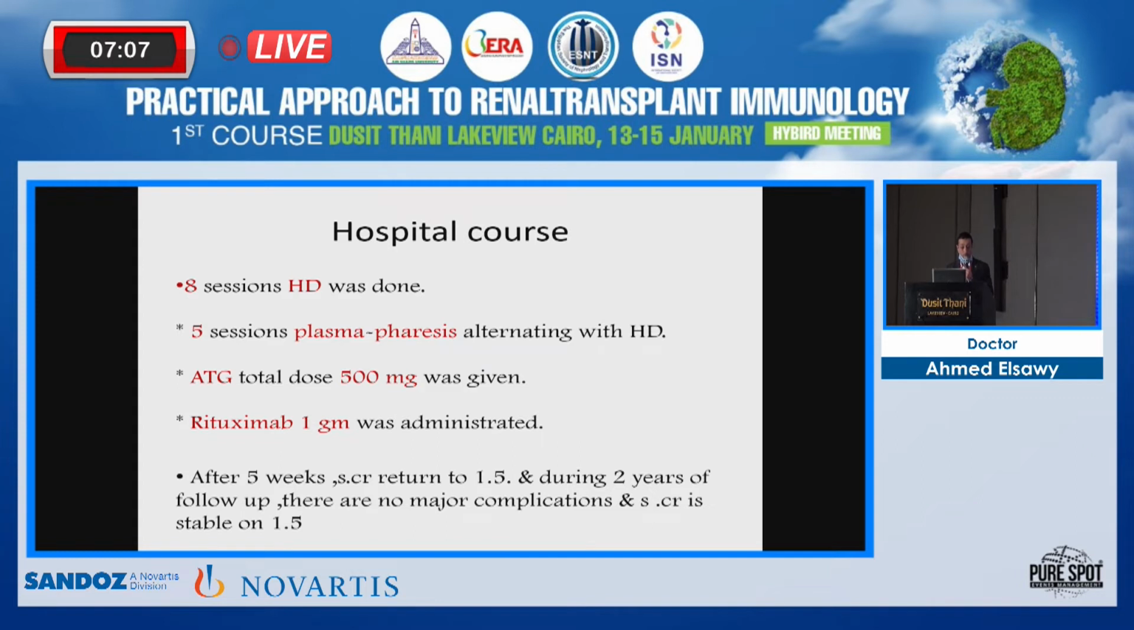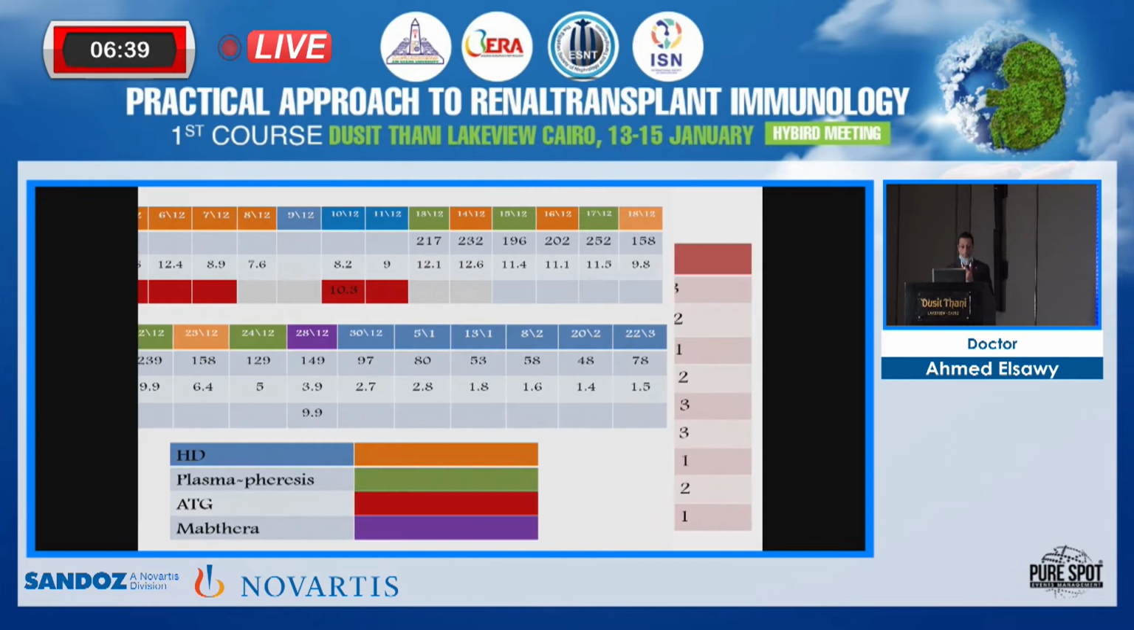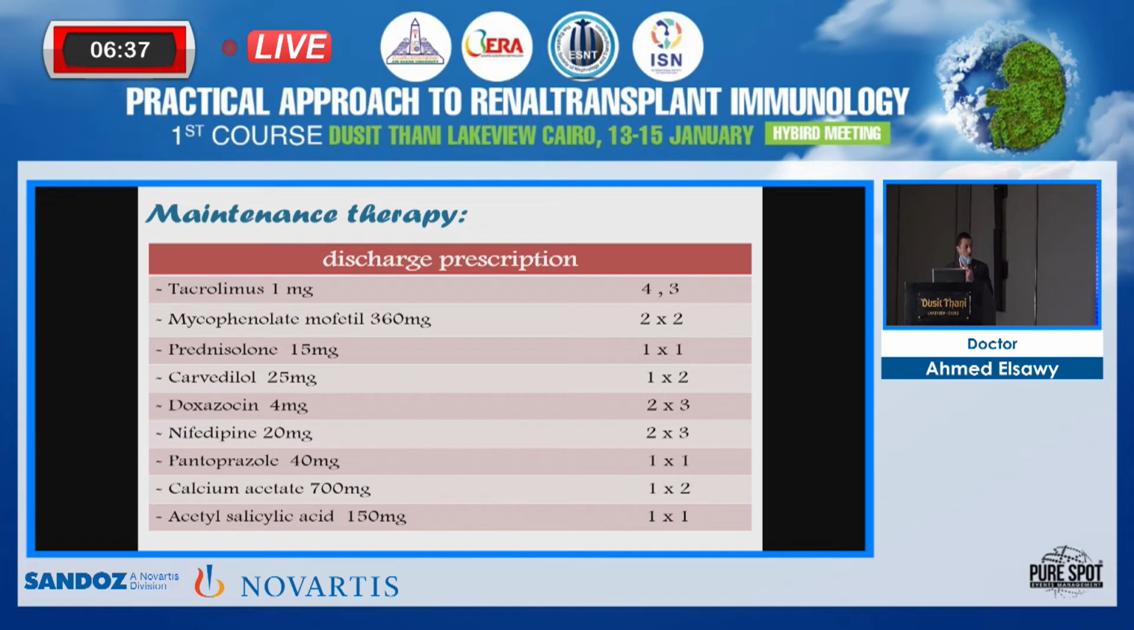He received 5 sessions of plasmapheresis, alternating with hemodialysis. ATG total dose 500 was given. Rituximab 1 gram was administered. After 5 weeks, serum creatinine returned to 1.5. During 2 years of follow-up, there were no major complications. Serum creatinine is stable at 1.5. There is a course of hospital stay, plasmapheresis, ATG, Absira. Discharge prescription as shown. And thank you.